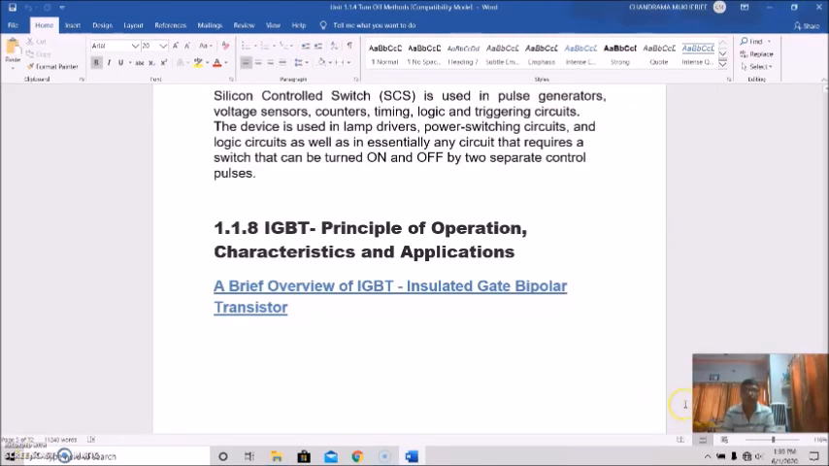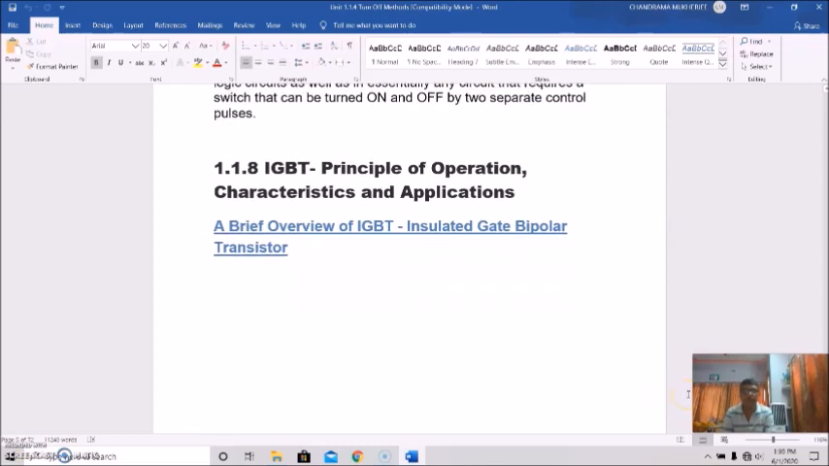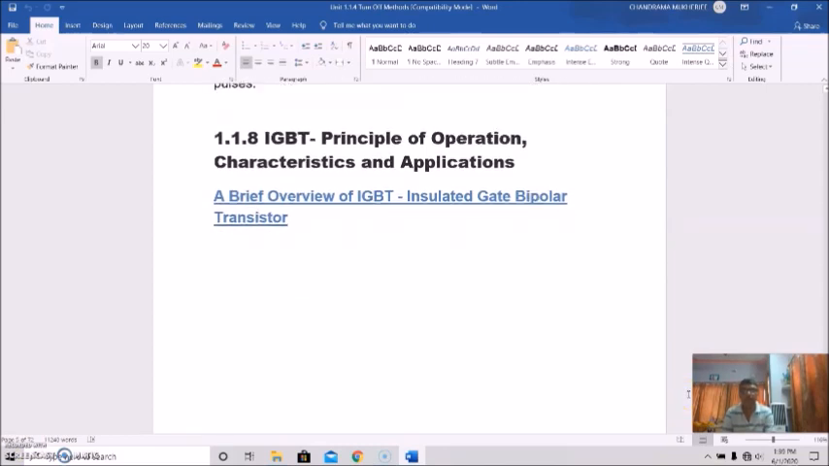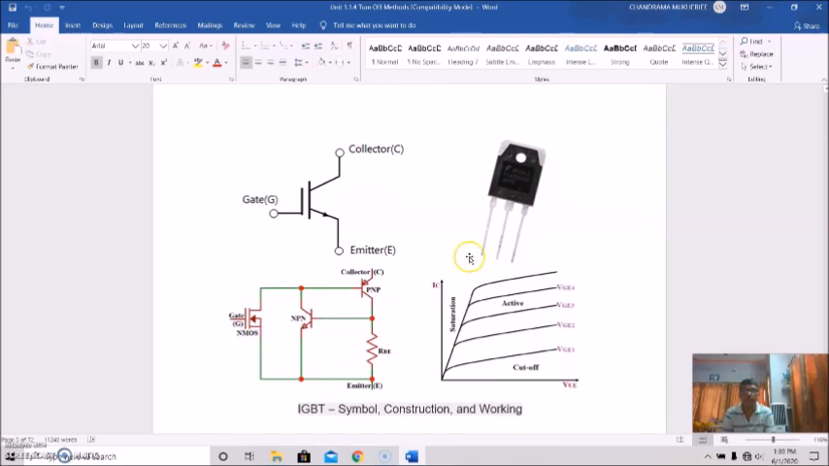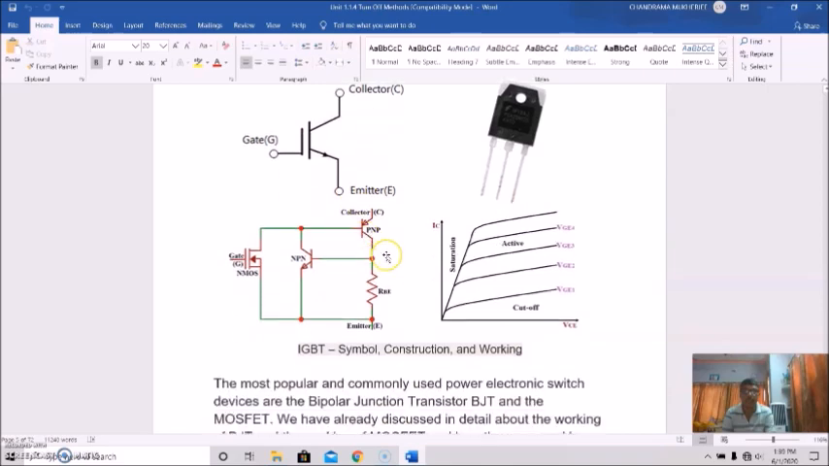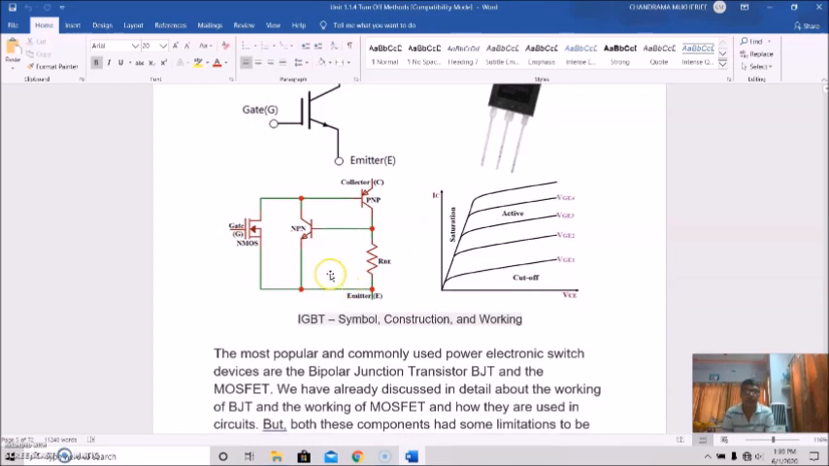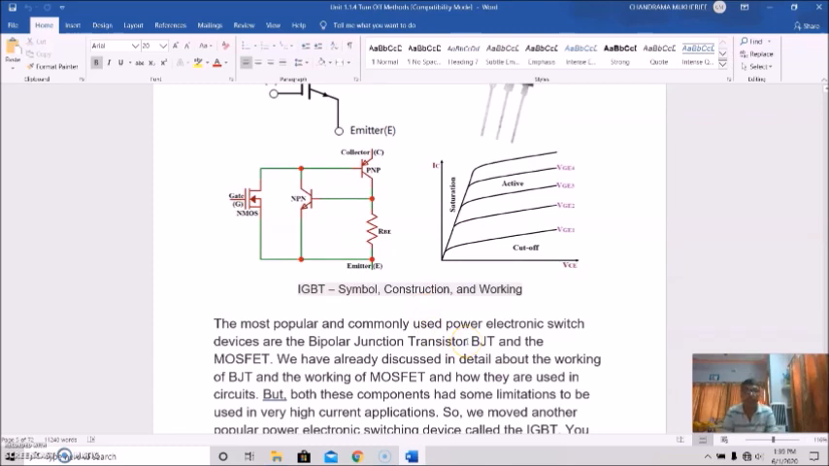Now we'll talk about the IGBT, its principle of operation, characteristics, and applications. IGBT is the insulated gate bipolar transistor. This is the symbol: insulated gate, this is the collector, this is the gate, and this is the emitter. This is the construction, and this is its working and characteristics. It is one of the most popular and commonly used power electronic switching devices, alongside bipolar junction transistors and MOSFETs.